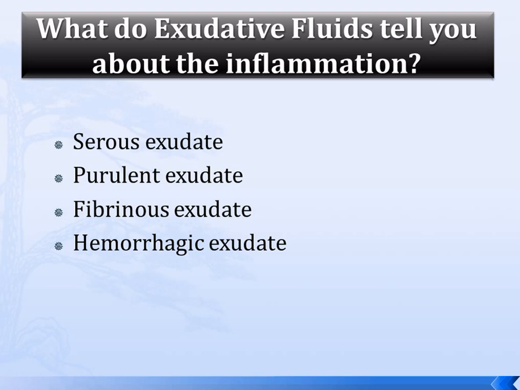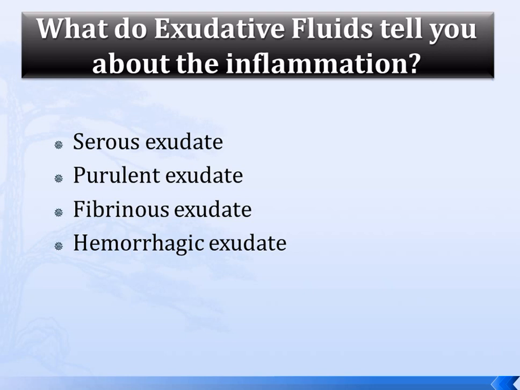So serous exudate is watery. The best example of this is when you get a sunburn, and that epithelial layer starts pulling up and off of the dermis, so the epidermis starts separating from the dermis, you get that clear fluid that's inside, that serous exudate. If you pop it, it leaks out clear.